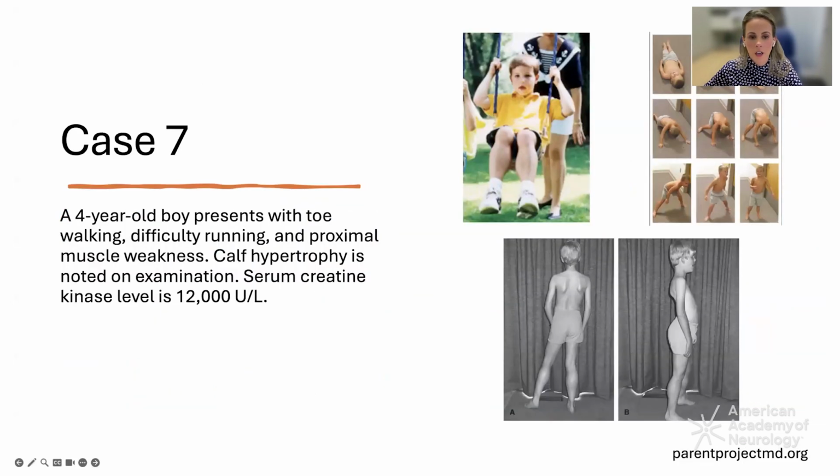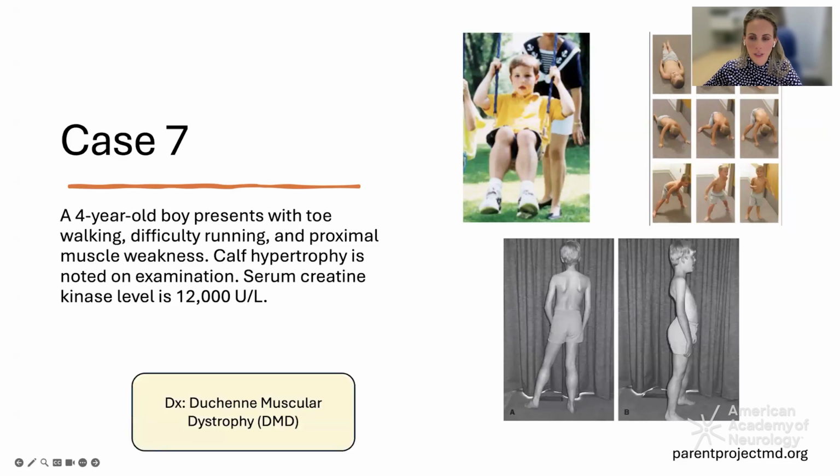Case 7, a 4-year-old boy presents with toe walking, difficulty running, and proximal muscle weakness. Calf hypertrophy is noted on his exam, and his serum creatine kinase level is 12,000. So this patient has Duchenne muscular dystrophy.